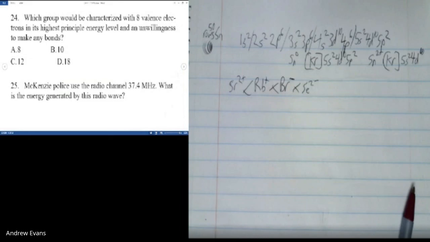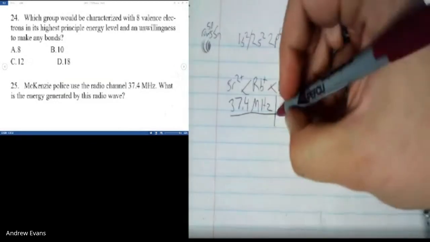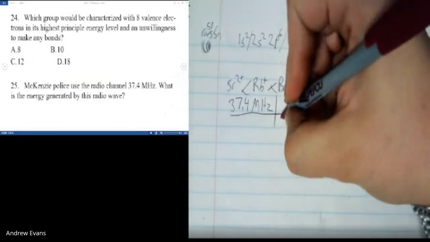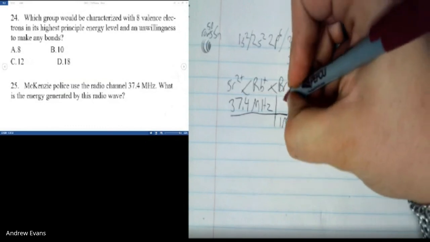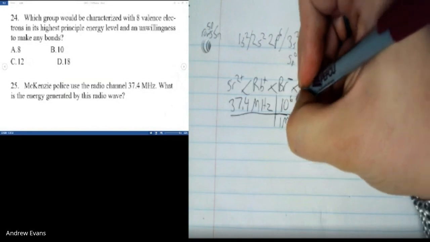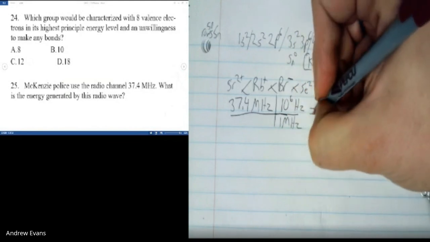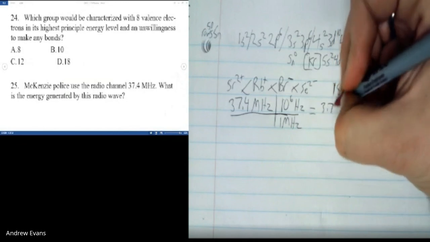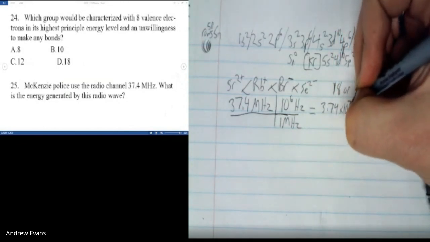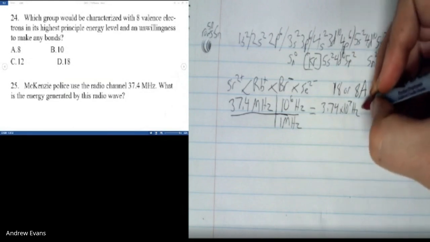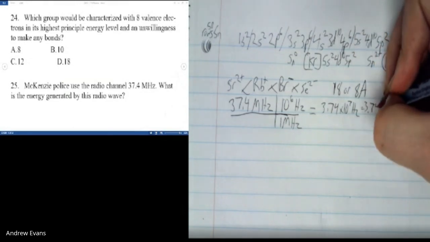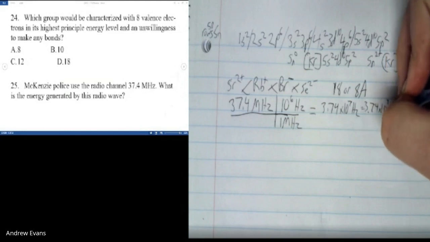Finally, Mackenzie police use the radio channel 37.4 megahertz. What is the energy generated by this radio wave? Once again, you have to turn megahertz into hertz before you can find energy. In 1 megahertz, there is 10 to the 6th hertz. So you get 3.74 times 10 to the 7th hertz, which is 3.74 times 10 to the 7th inverse seconds.